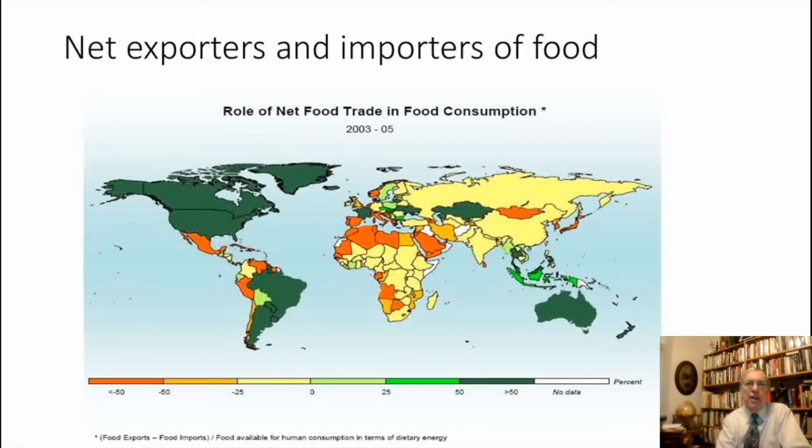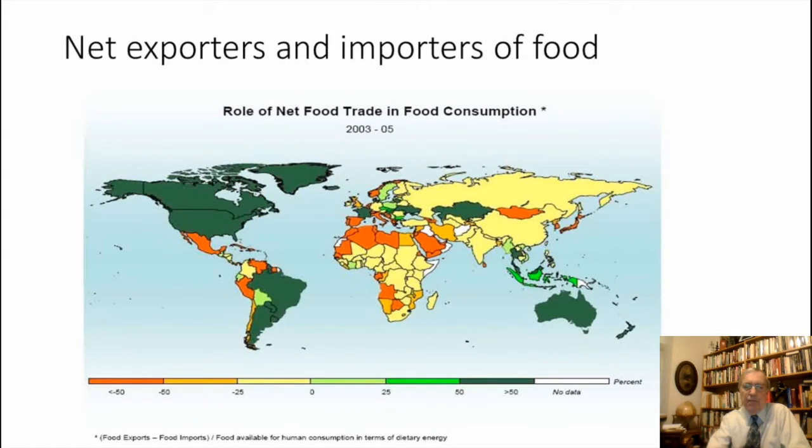Another way of showing that, who are the net exporters and importers of food? Net meaning subtract out what you import. So you've got to figure out a way, like through food energy or something, to say, well, the United States is a big exporter of corn and wheat, but we're a huge importer of bananas and coffee and so forth. So somehow you subtract that out. So that's what the net means. What are you exporting minus what you have to import?